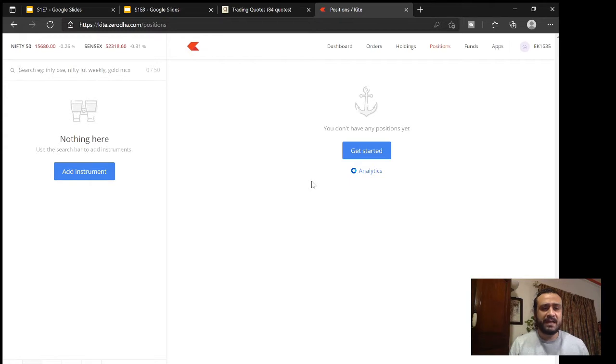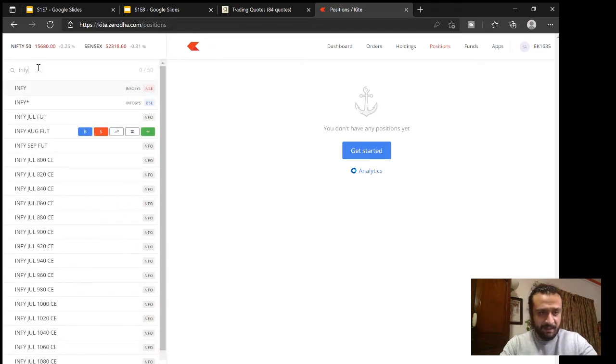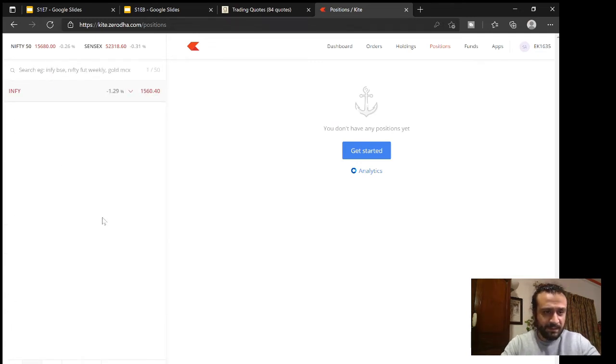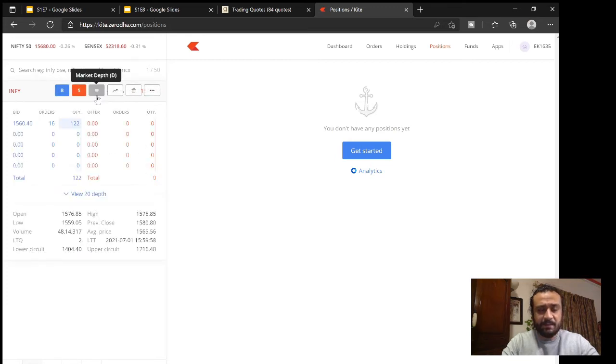As you can see, this is how the Zerodha screen looks. Here I can enter my companies, or I can enter my options or futures. For example, if I want to buy Infosys, I just type Infy. This is how Zerodha works, and you can see Infy is trading at 1560. Click on market depth, and you will see Infy's high today was 1576, low was 1559, quite a small range today. So this is about Infosys.